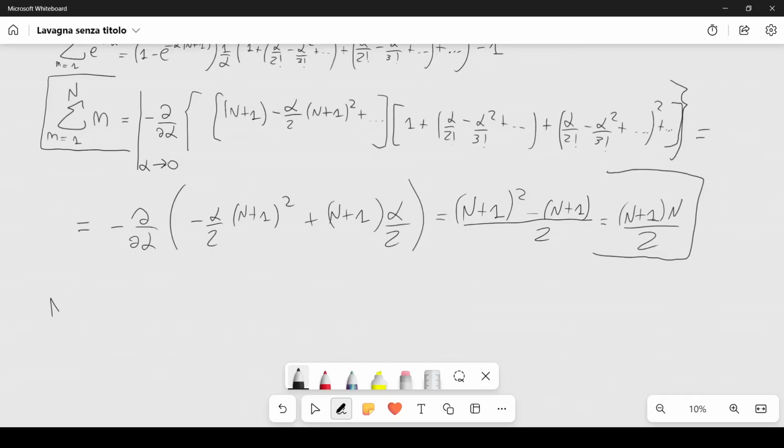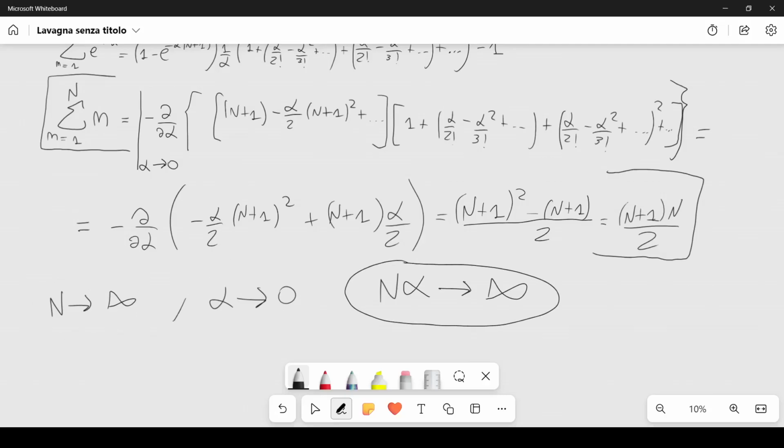In particular, we will let n go to infinity. But remember that we also have alpha going to 0, so we have the following limit to take. And we will assume that n goes to infinity faster than alpha goes to 0. So in particular, we will assume that n alpha goes to infinity. Alpha still goes to 0, n still goes to infinity, but n alpha goes to infinity. Why is this useful?